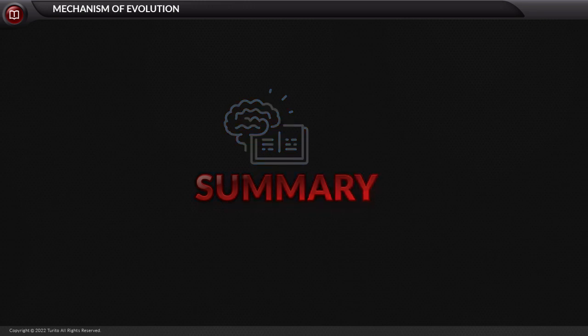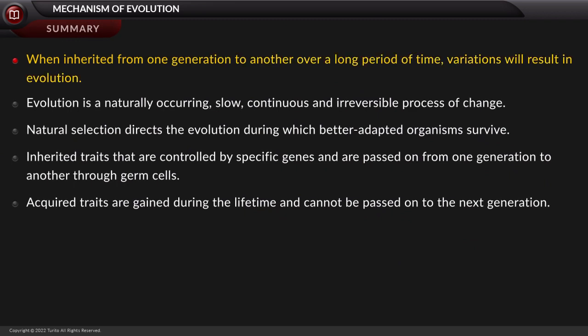Let us summarize. When inherited from one generation to another, over a long period of time, variations will result in evolution. Evolution is a naturally occurring, slow, continuous, and irreversible process of change. Natural selection directs the evolution, during which better adapted organisms survive. Inherited traits are controlled by specific genes and are passed on from one generation to another through germ cells. Acquired traits are gained during the lifetime and cannot be passed on to the next generation.